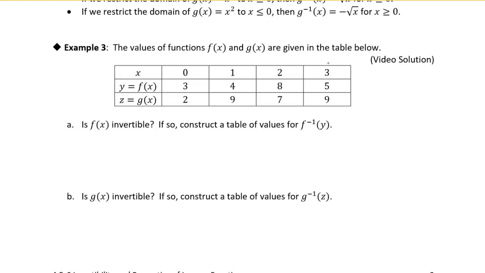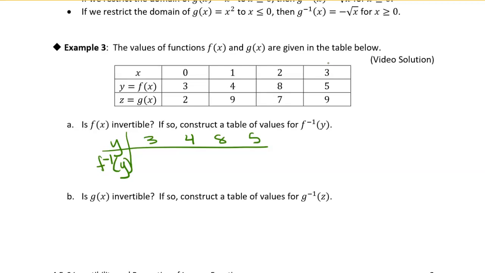All right, so remember, we're swapping the input and the outputs. So we give it a y value, right, and the f inverse gives us the x value corresponding to that. So I'm just going to make a table of values, and then we'll see if it's a function, then it's invertible. So the y values, the output of f, right, are 3, 4, 8, and 5.